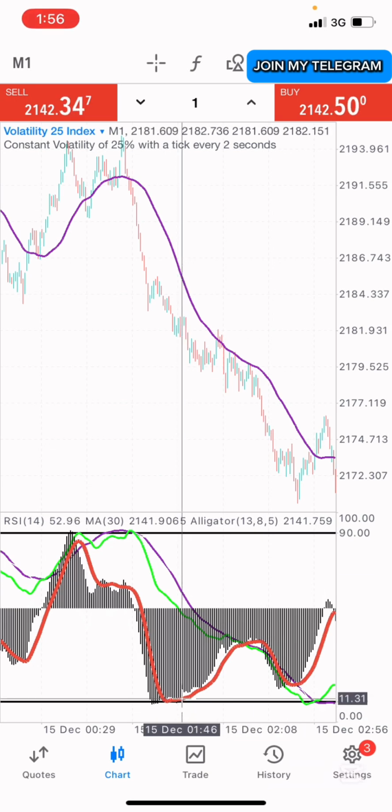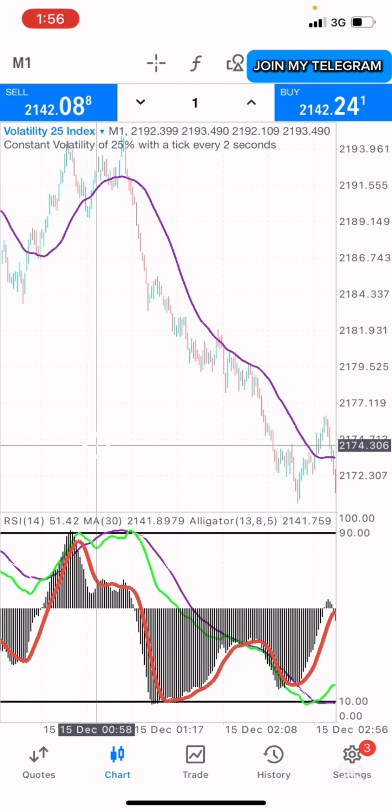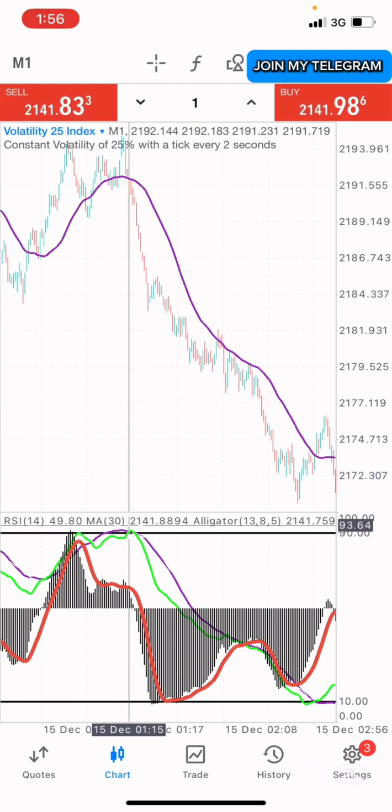All right, now what do we do right here to get a perfect signal for either a buy or a sell? You can see that we're going to wait right here when price gets to this point.